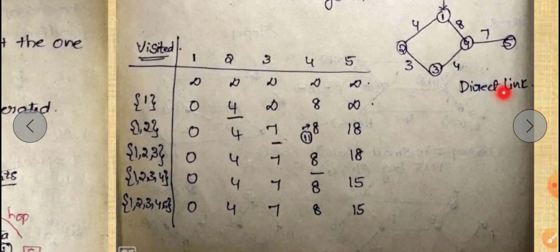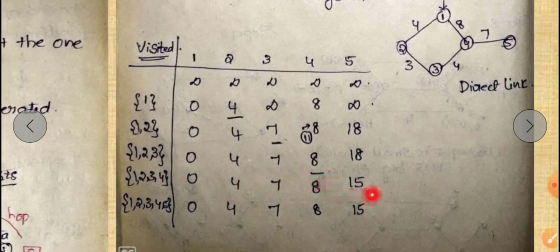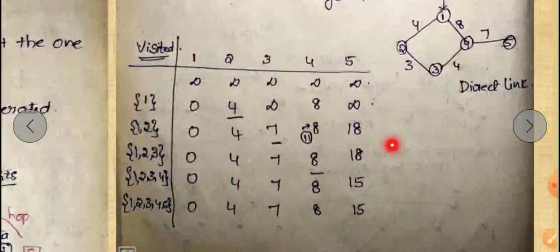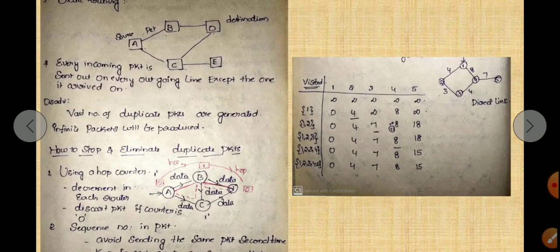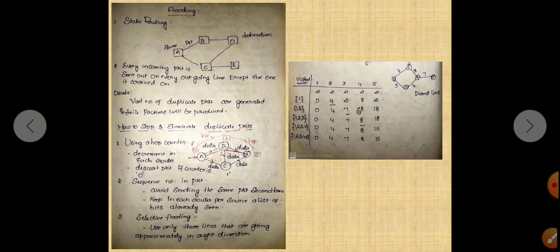So I have visited all 4 routers. Next I will go for the fifth router. So 1, 2, 3, 4, 5 with values 0, 4, 7, 8, 15. As usual the same values will be present. This is the process we follow for flooding. So this is routing basic concepts, shortest path finding and flooding.